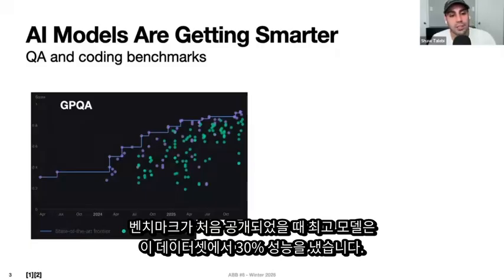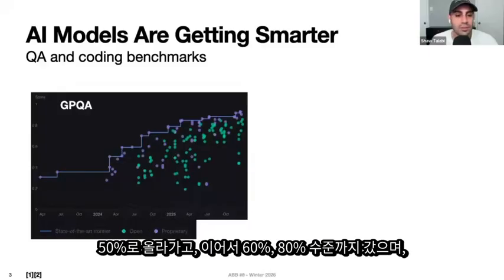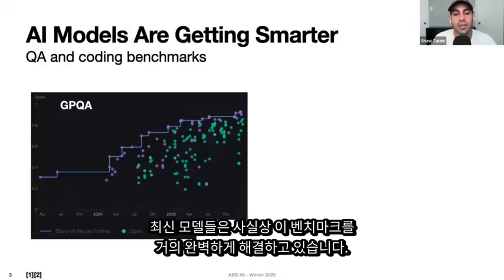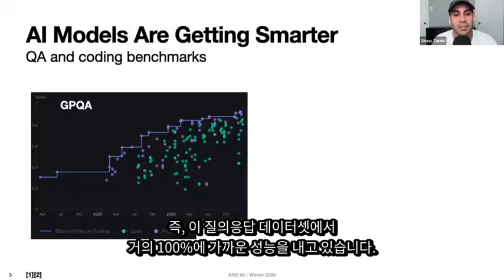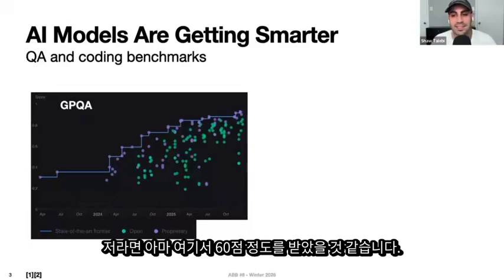You can see when the benchmark was first released, the best model was getting 30% performance on this dataset. But then over time, you can see it creeping up to 50%, then like 60, then 80. And modern models are basically nailing this benchmark. They're getting near 100% performance on this question answering dataset. This is like biology questions, chemistry questions, physics questions, pretty hard questions. I would probably score like a 60 on this or something like that.